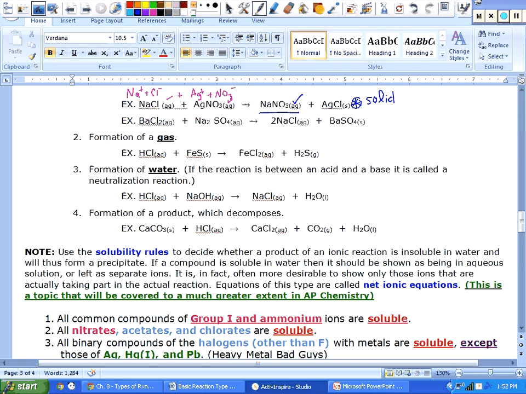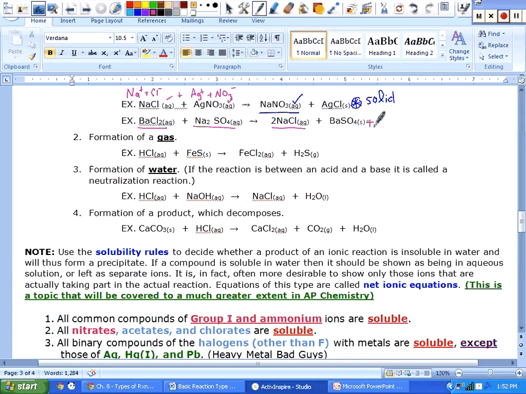BaCl2 plus Na2SO4. Again, both of those are ions in solution that are just floating around. We're going to have a double replacement reaction, and we're going to produce NaCl. Why is this one soluble based on your solubility rules? Why is NaCl soluble? Because it's group 1. As soon as you see group 1, it's done. But this BaSO4 has an S behind it.